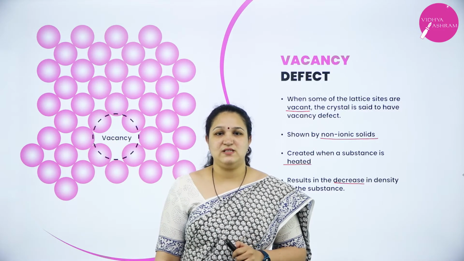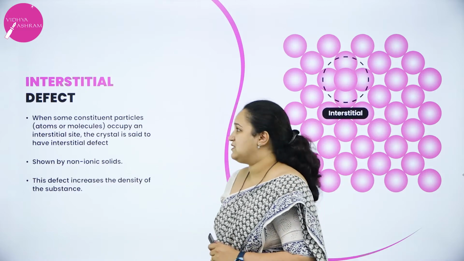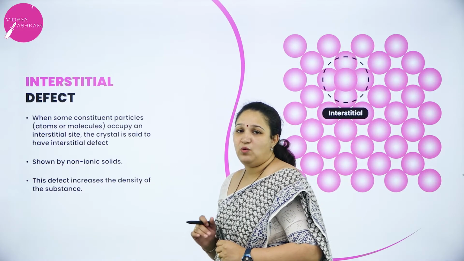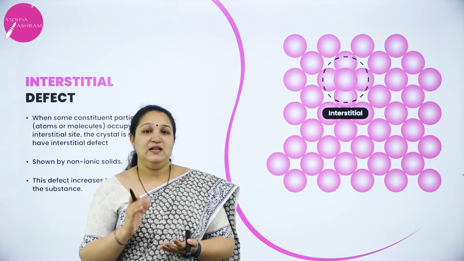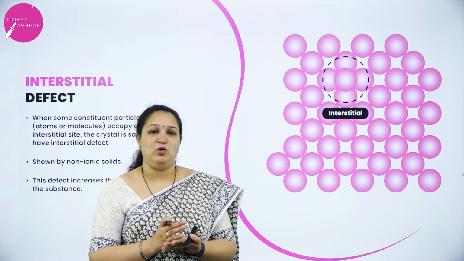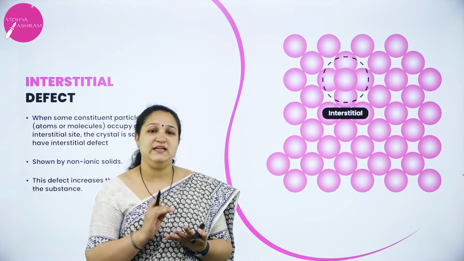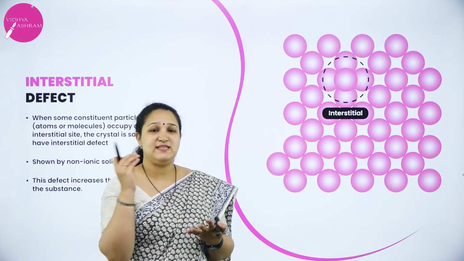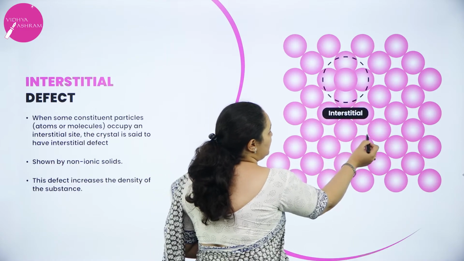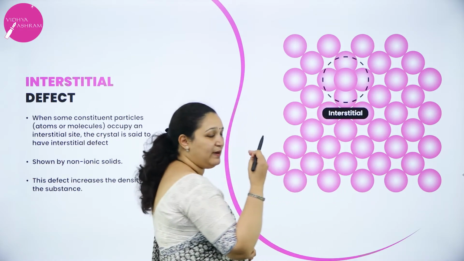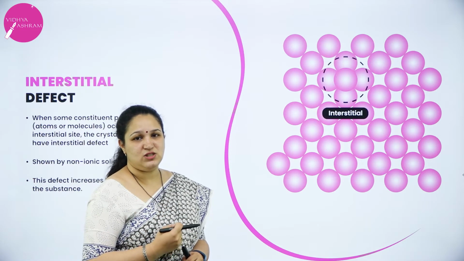Okay. Next, we will see interstitial defects. In interstitial defects, what happens? Now, what do you mean by interstitial site? Last class, I explained to you all about the void, correct? The void can also be called an interstitial site, the empty space which is there. See, this is an interstitial site. This also is an interstitial site. Wherever there is empty space, it is called a void or interstitial site.